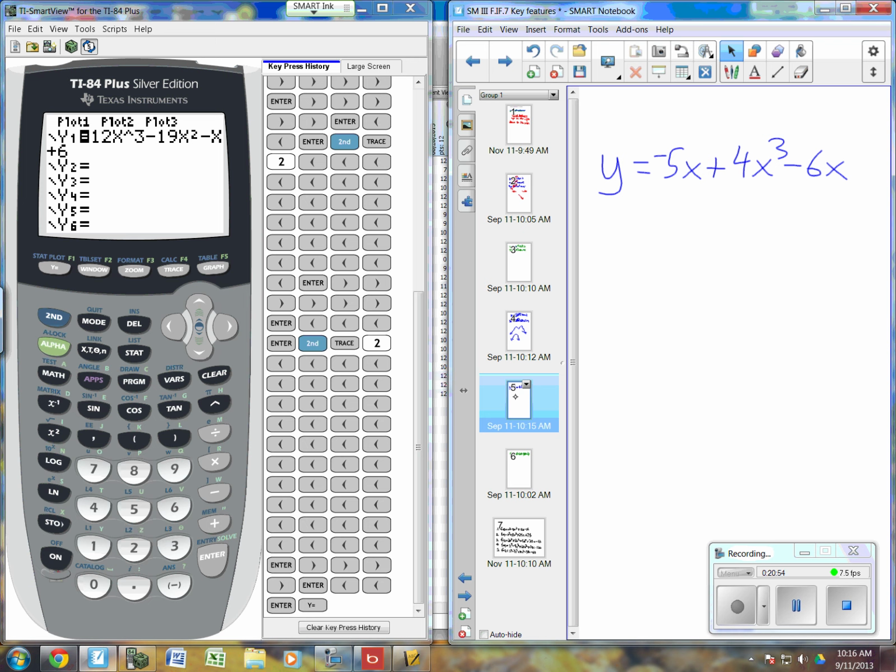Okay, let's look at this one. Without discussing this, everybody think to themselves first. Give everybody a chance to think on this one. What's the end behavior of this one right here? I'm going to let everybody look at it for a second. It says negative 5x plus 4x cubed minus 6x. Okay, now discuss in your group. What's the end behavior of this one going to be?